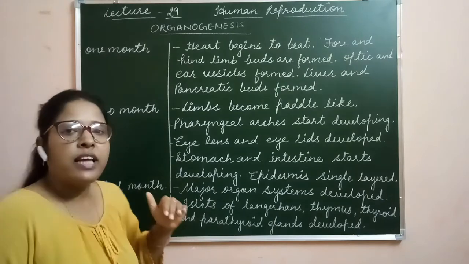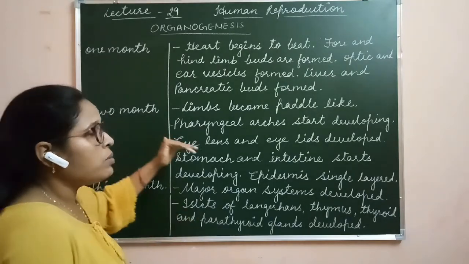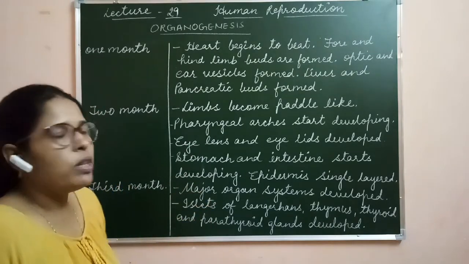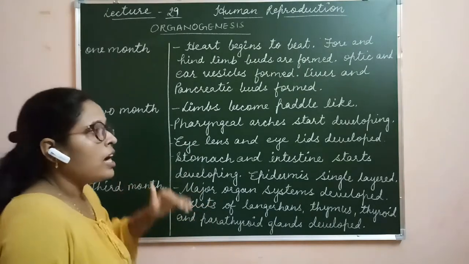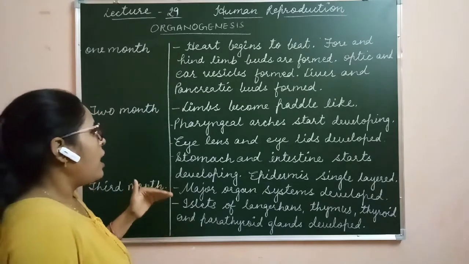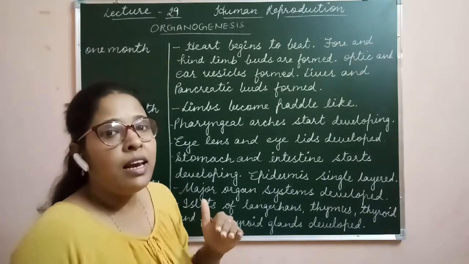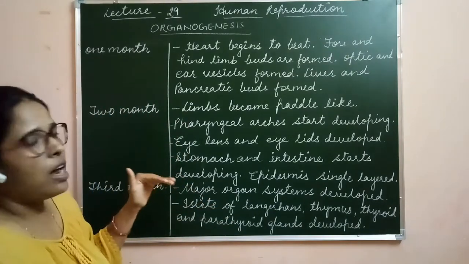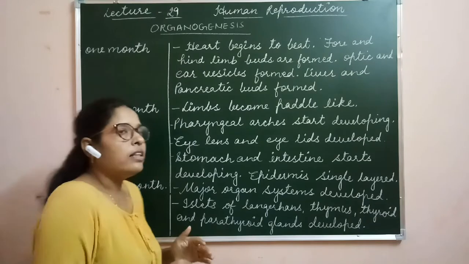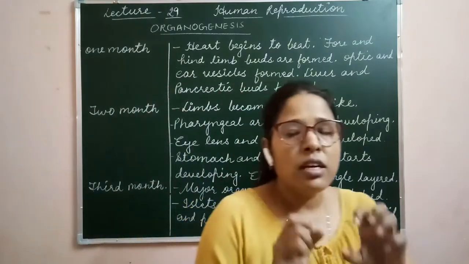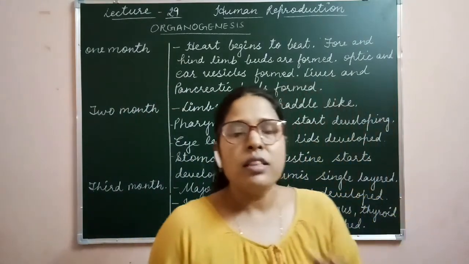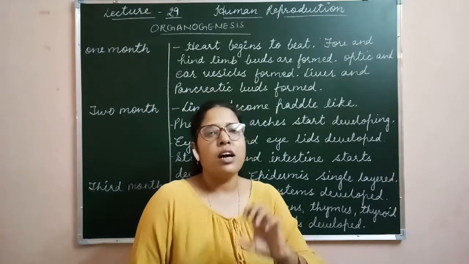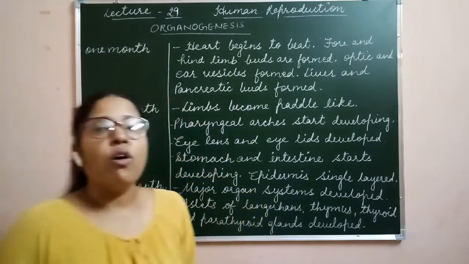At the end of the second month, the limbs become paddle like. Clear? The limbs appear paddle like. Pharyngeal arches start developing. Eye lenses and eyelids are developed, and the stomach and intestine start developing, and the epidermis layer is single layered. Okay?